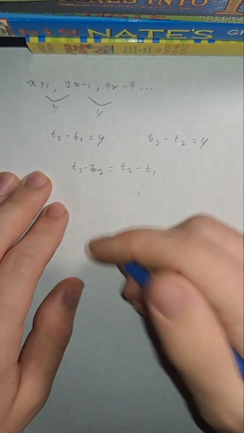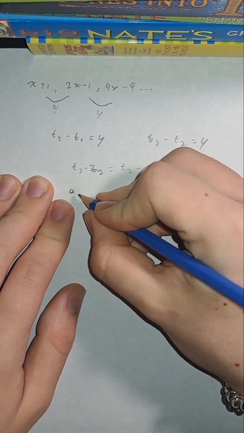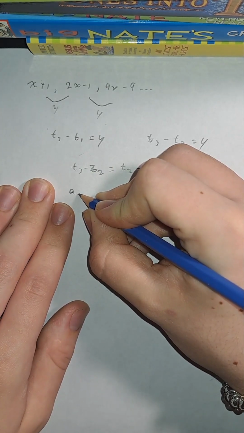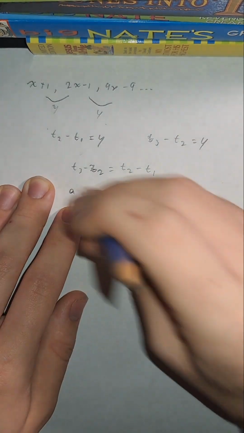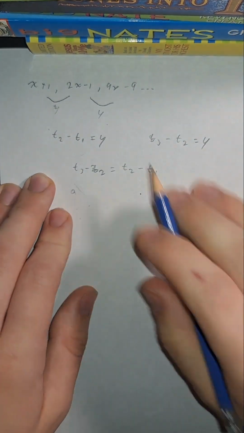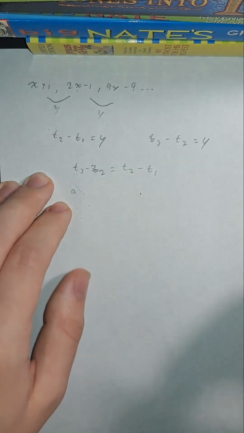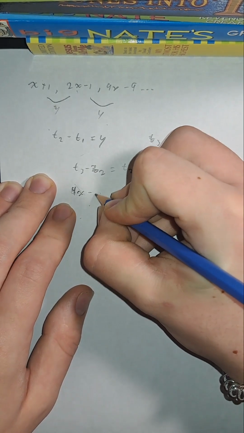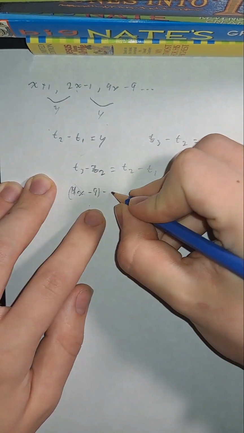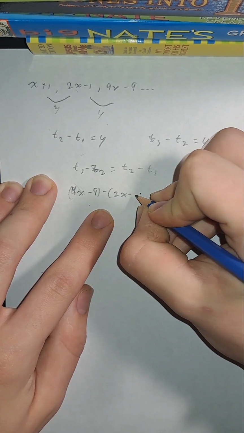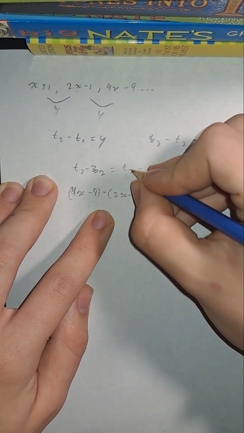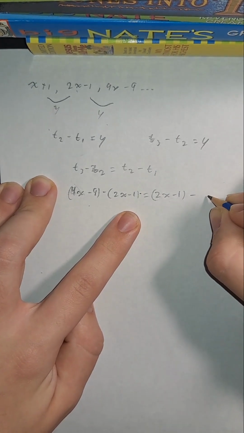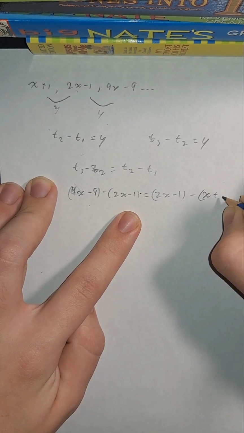So we know that term 3 is made up of an a value, actually no, we don't even need that. What we need to do is just state the terms. So t3 is 4x minus 9, then brackets, subtract 2x minus 1. Now that's equal to t2 again, 2x minus 1, put that in brackets, subtract x plus 1.